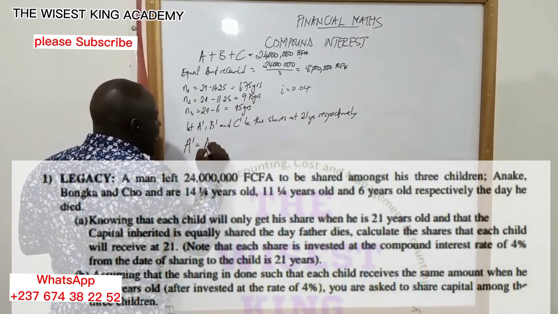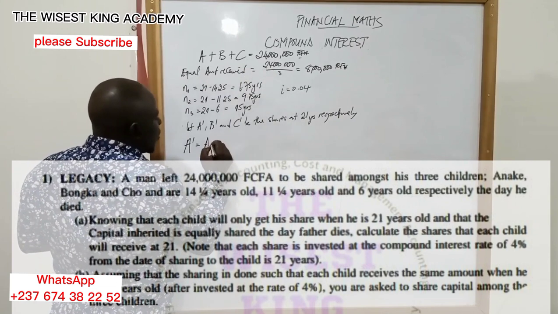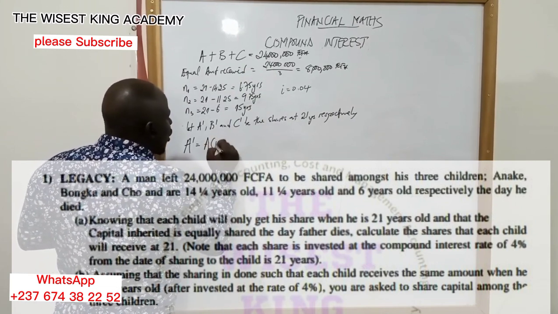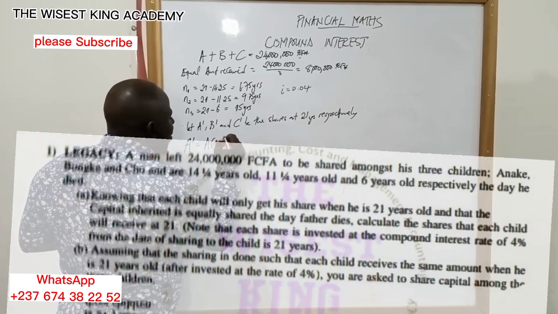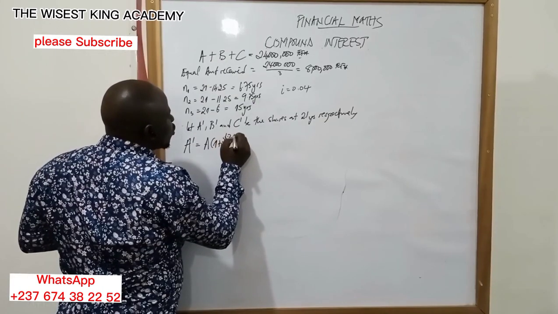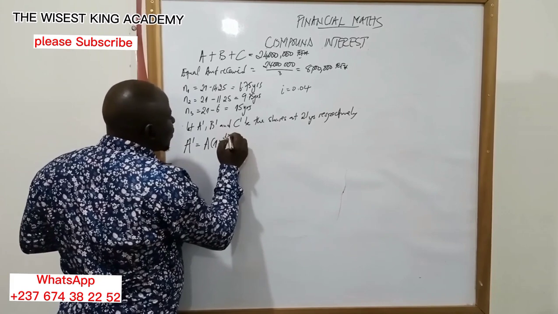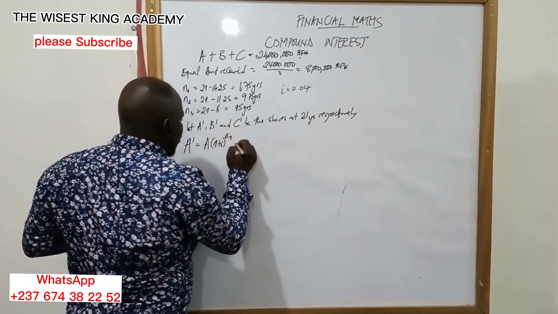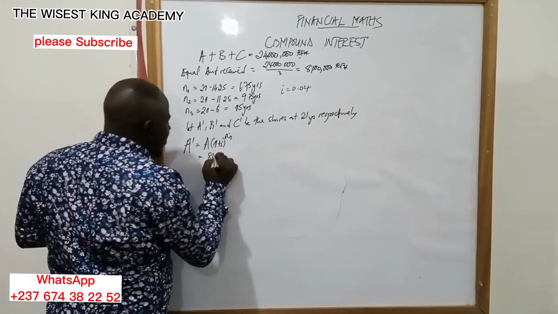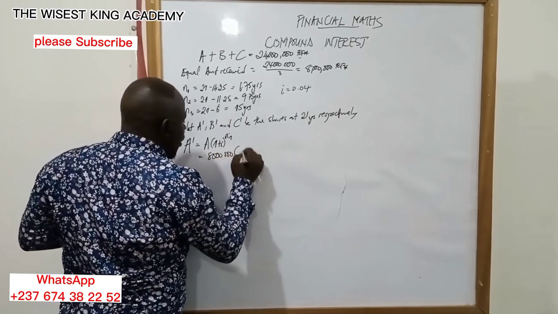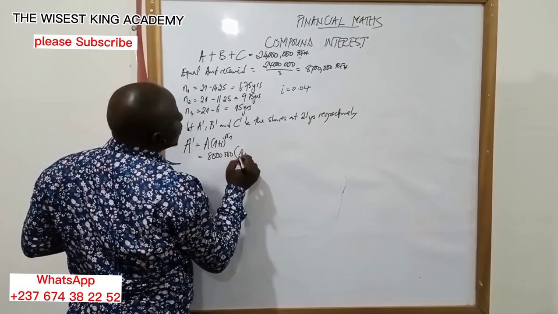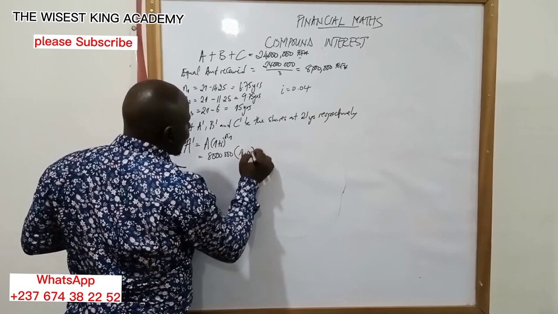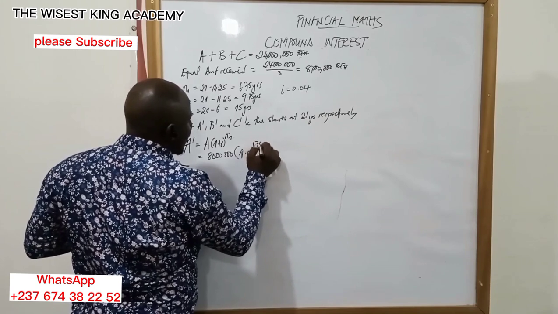The amount that they receive now, we call it A now, which will be into 1 plus I raised to the power, how many? 6.75, that's N1. So this will actually be 8 million into 1.04 raised to the power 6.75.